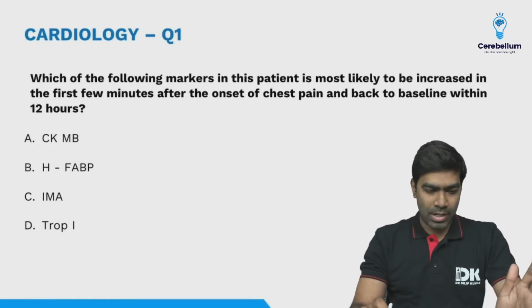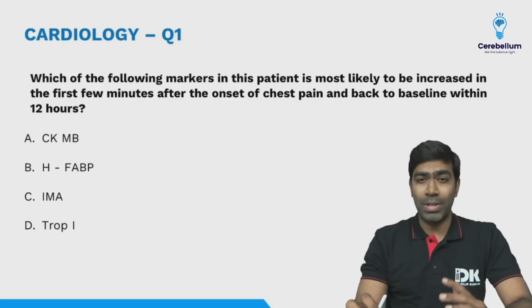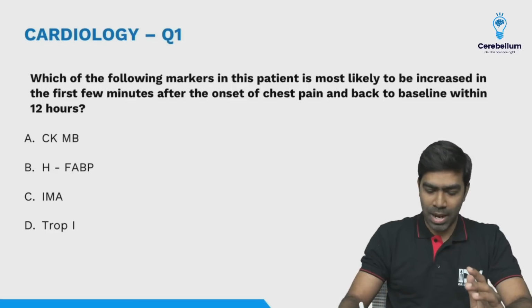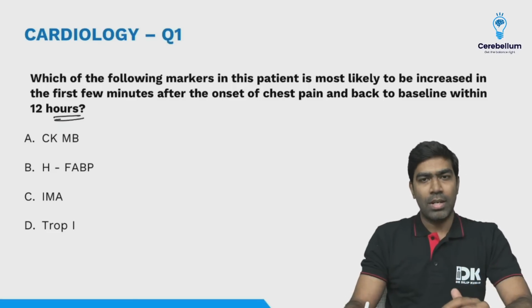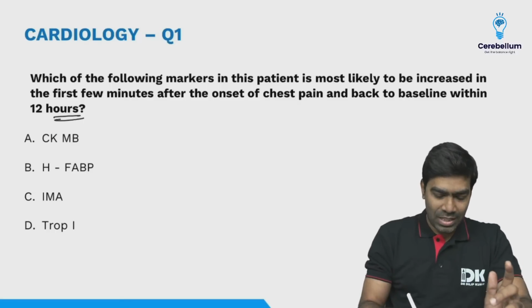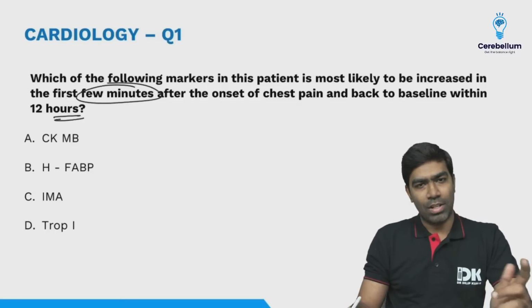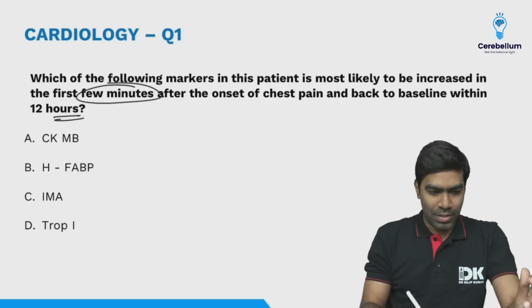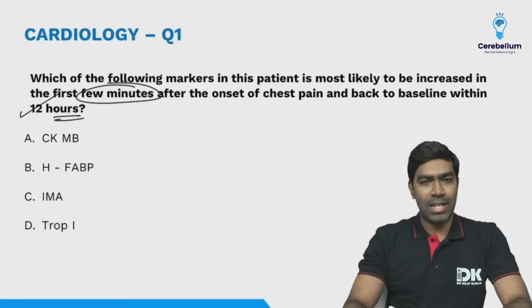Which of the following markers in this patient is most likely to be increased in the first few minutes of the onset of chest pain and back to the baseline within 12 hours? So what they're asking is which marker rises within the first few minutes after the onset of chest pain, and which marker comes back to baseline within 12 hours. That is the question.